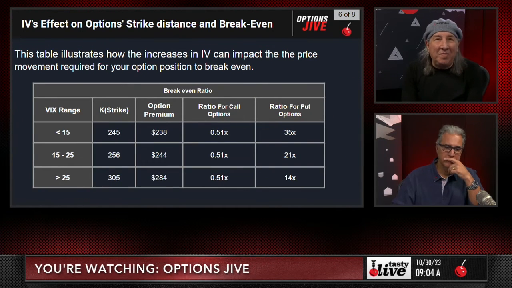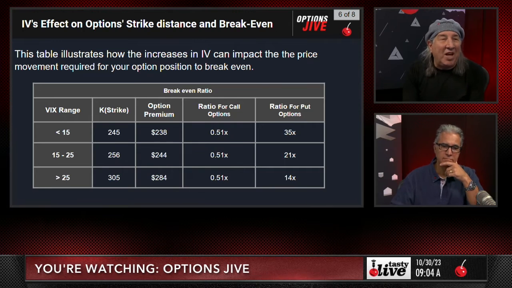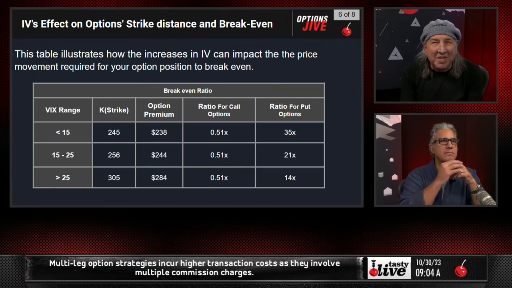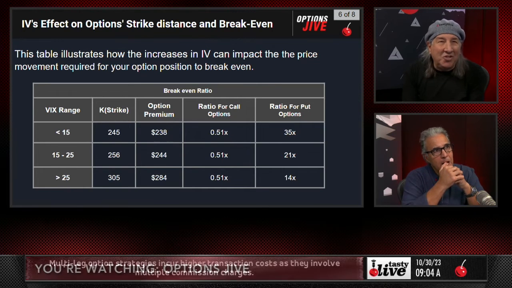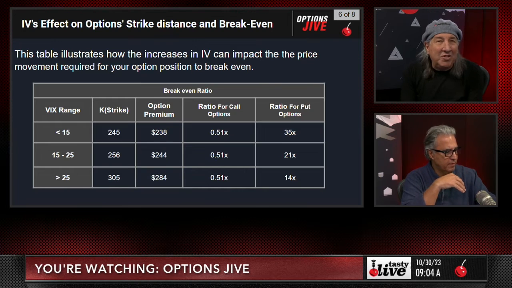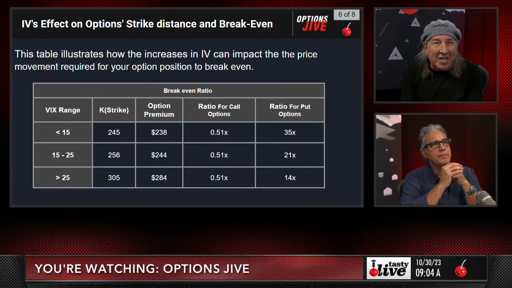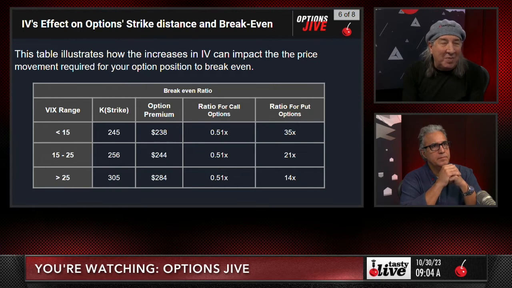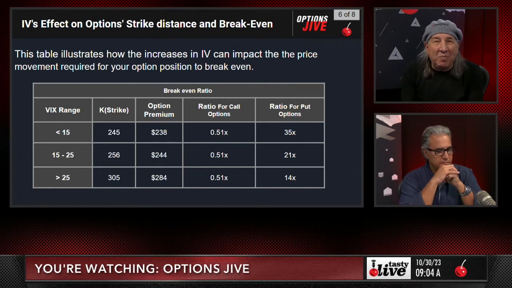So this table illustrates how the increases in implied volatility can impact the price movement required for your position to break even. Now, this is, again, really super interesting. Same volatility ranges, same strike adjustments, same premium as the last slide. But with this one what we did is we took a ratio. And we took the ratio for call options, which we showed you on the second slide, and the ratio for put options.